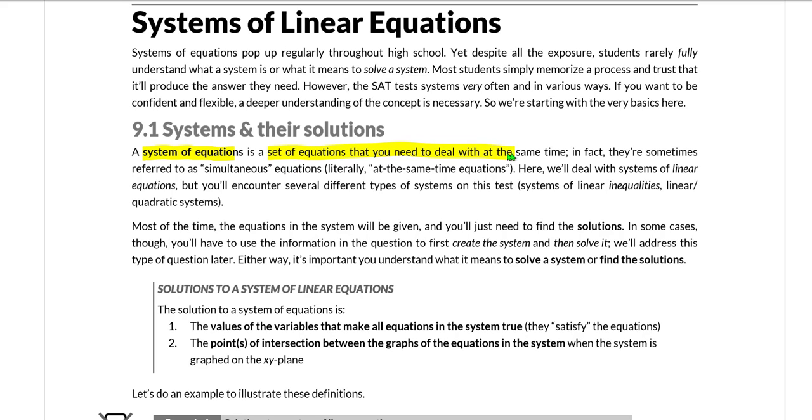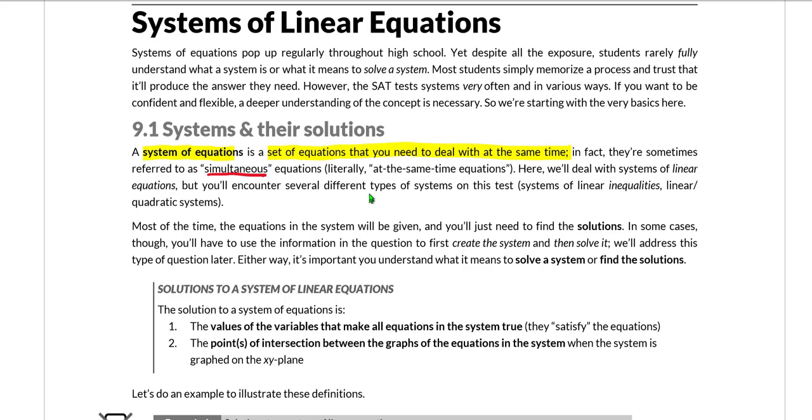I would highlight this. A system of equations is a set of equations that you need to deal with at the same time. Occasionally, systems of equations will actually be referred to as simultaneous equations, and as you know, simultaneous means at the same time. So a system of equations or simultaneous equations are, at the same time, equations. We are in Section 9 here going to deal solely with linear systems.